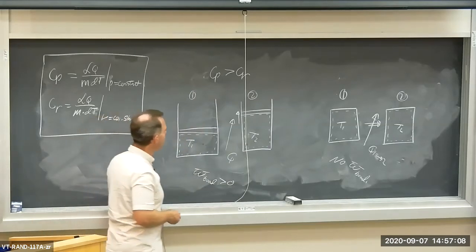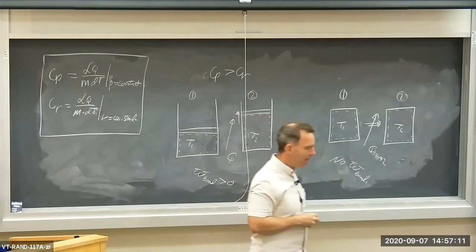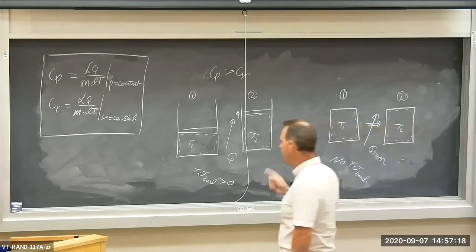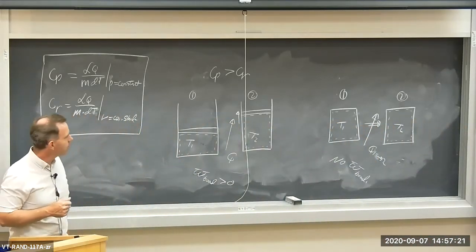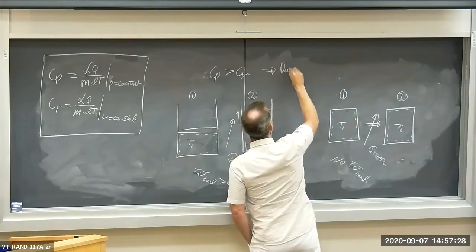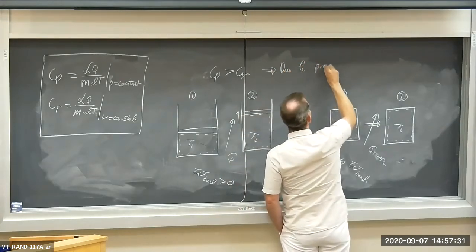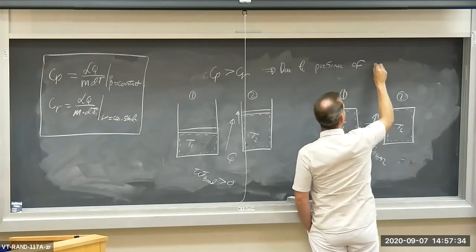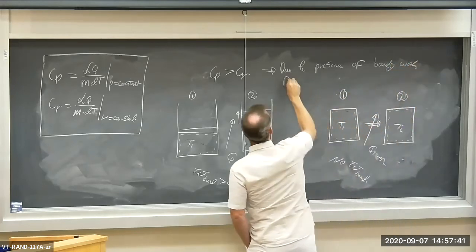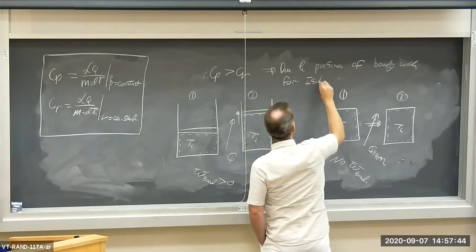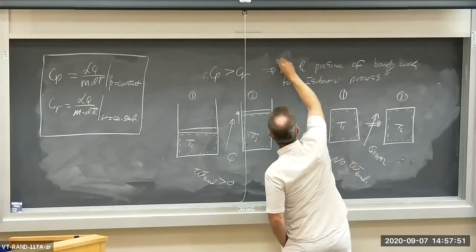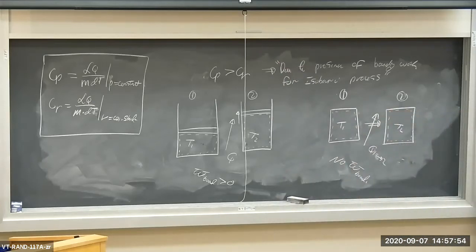Okay? So that implies that Cp, the amount of heat to raise the temperature of the material, let's say by 1 degree, is greater for a constant pressure process than for a constant volume process. So this is due to presence of boundary work for the isobaric process. All right?